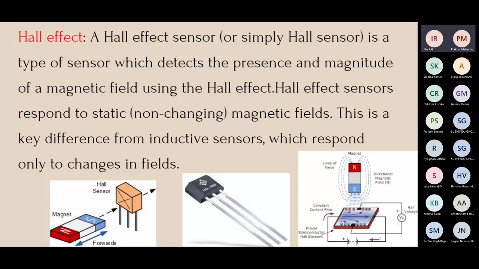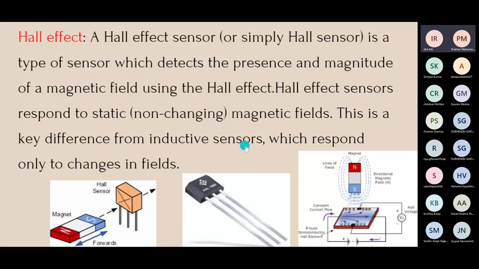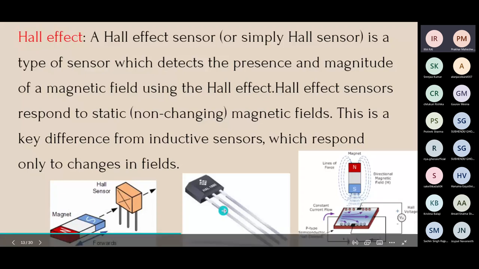So Hall effect sensors respond to static, non-changing magnetic fields. This is an important difference, the key difference from inductive sensors. In the case of inductive sensors, the magnetic field was variable, which was important for the production of eddy currents. But in this case, the magnetic field need not be variable. It is static, so it can detect magnets easily. So this is what a Hall sensor looks like.